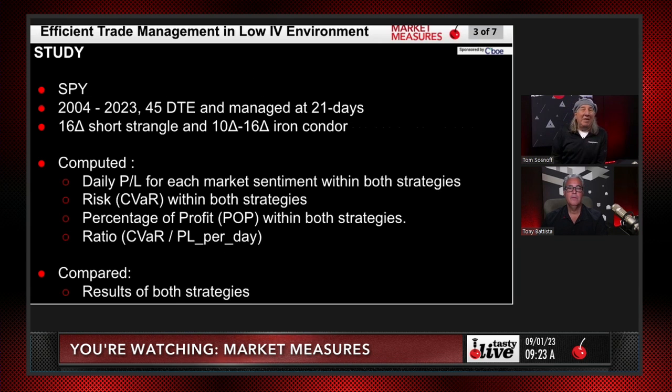So again, we've been expanding the depth of our database. We're up to 19 years right now. Last couple of months, you've seen us go pretty much from 2004 to 2023. We've cleaned everything up now. It looks pretty good from internally looking at our database. 45 days managed to 21 days, 16 Delta Strangle, 10-16 Iron Condor. And then we computed everything from CVAR to probability of profit to daily P&L, everything. Okay, let's go to the next slide.